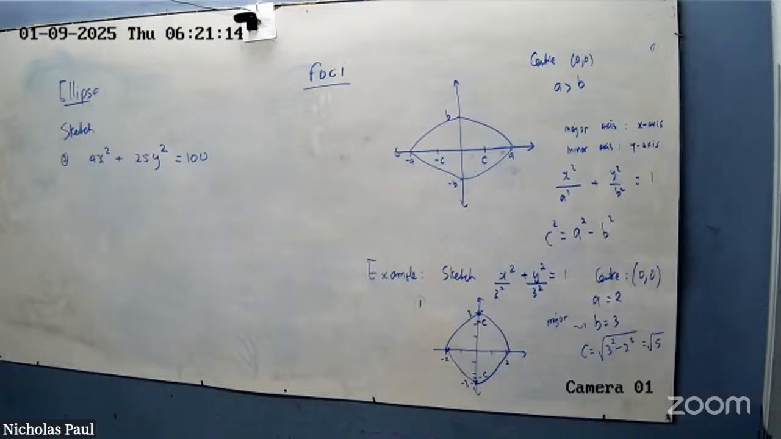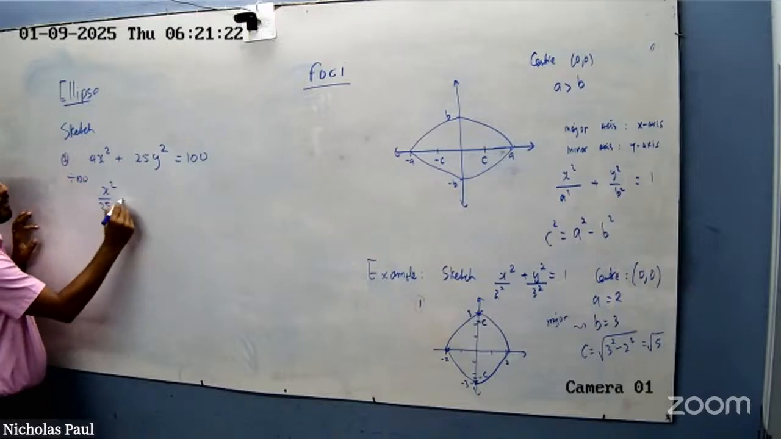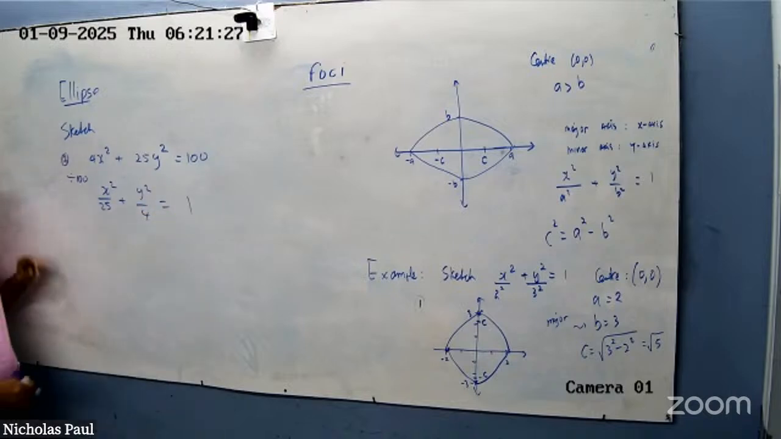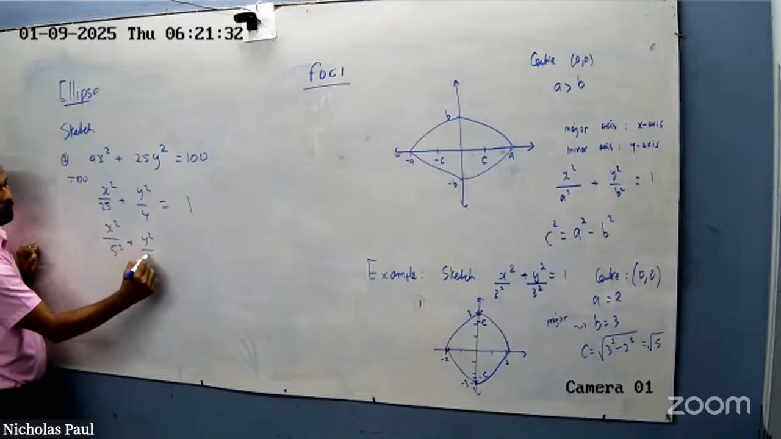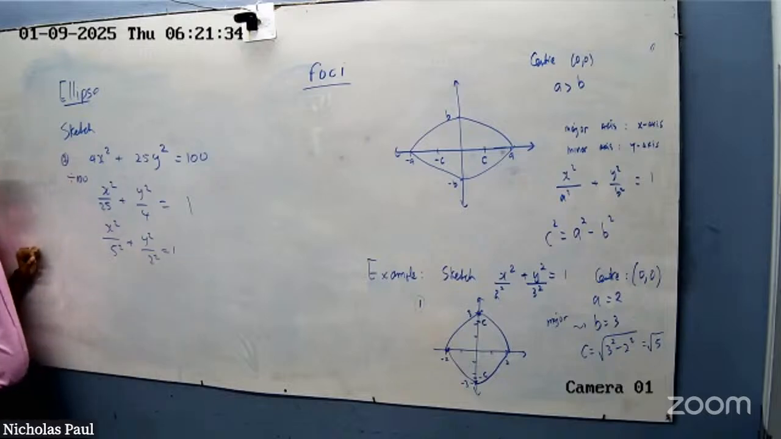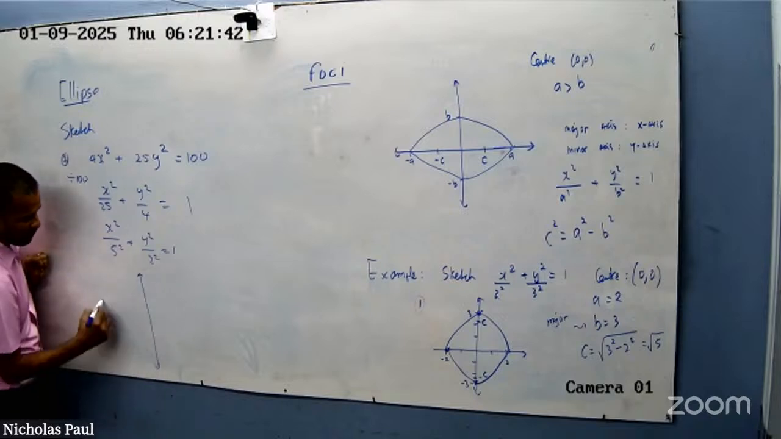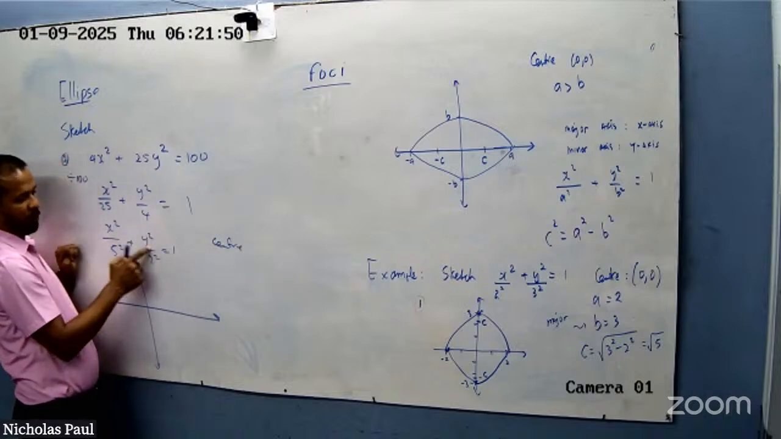Right, so divide by 100, what do you end up with? X squared on 25 plus y squared on 4 is equal to 1. Right, so put it in the form x squared on 5 squared plus y squared on 2 squared, right? Where is the major axis? Center is what? Center is 0, 0 because there's nothing added on top here.